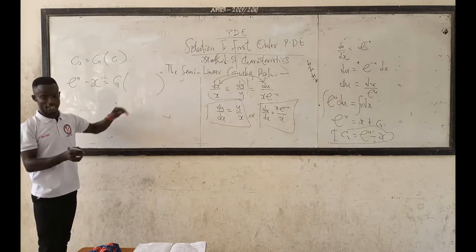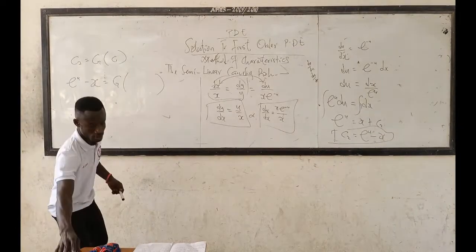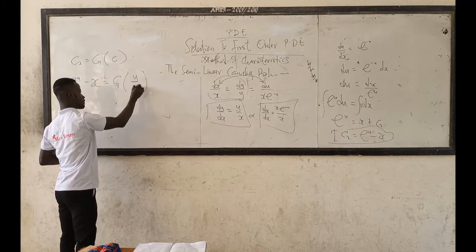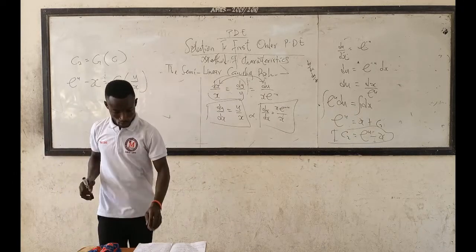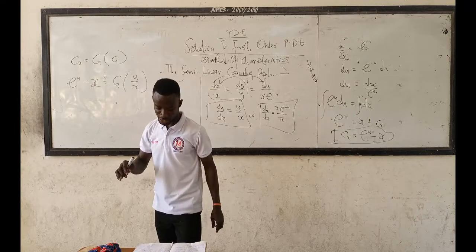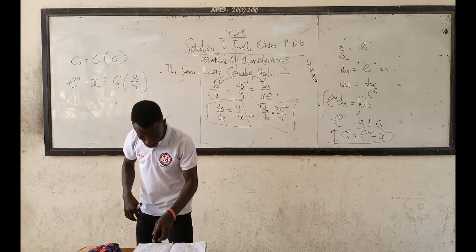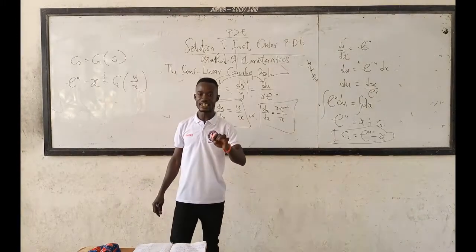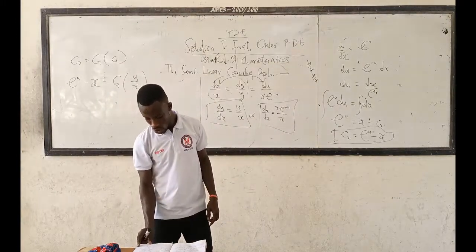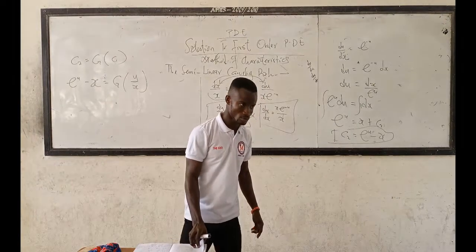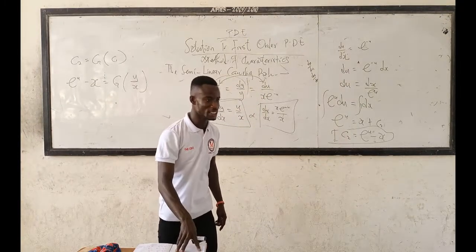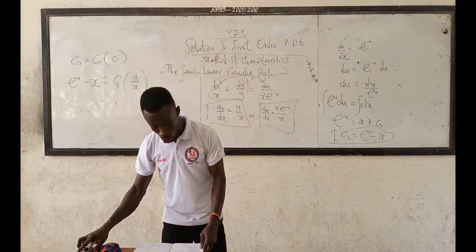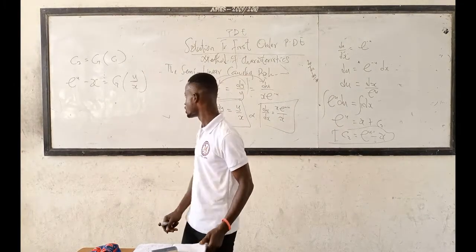And the function is right here. That is what? Y over... And we are saying that if G is, like, what you say? Arbitrary. So, to find this D, we need to find the porch. Okay? To find this D, we need to use the porch. So, we are going to use the porch to find the G.